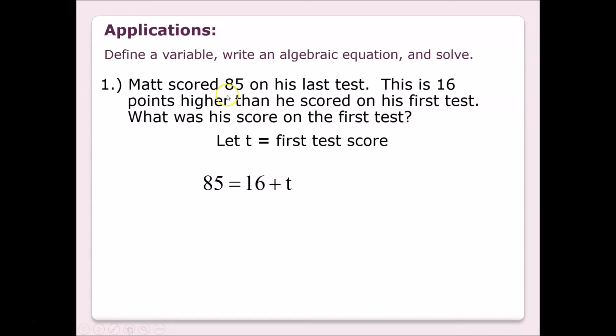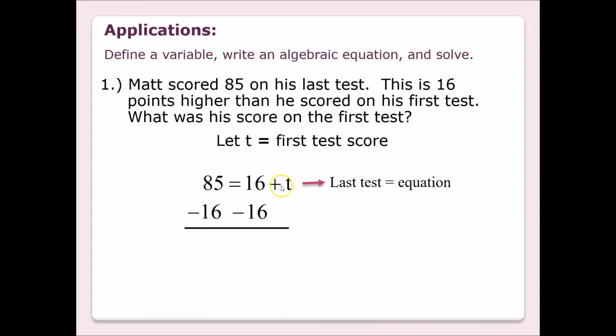85, this is 16 more, that's plus, than his first test. So first test plus 16 is 85. Now, it's time to find the T, or the first test score. Okay, so this whole thing is the last test. So we subtract 16 on both sides. 85 minus 16 is equal to 69.